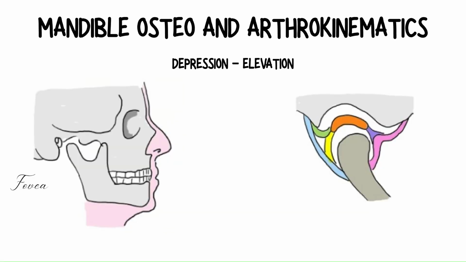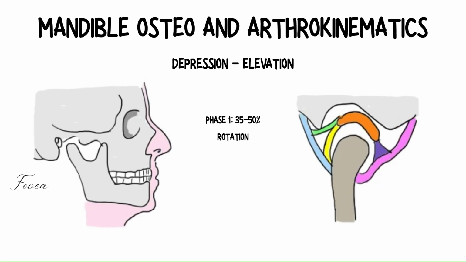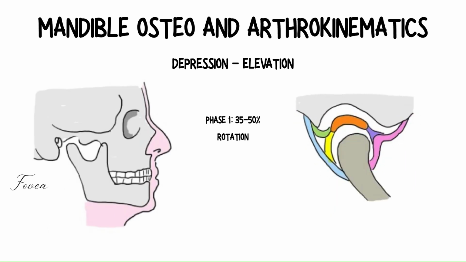Depression causes the mouth to open. The average opening is about 50 millimeters and corresponds to the insertion of 3 knuckles inside the mouth. It consists of 2 phases. The initial phase, constituting the first 35 to 50% of the range of motion, mainly involves rotation of the mandible. The condyle rolls posteriorly, rotates clockwise, on the lower surface of the disc with a slight inferior translation.